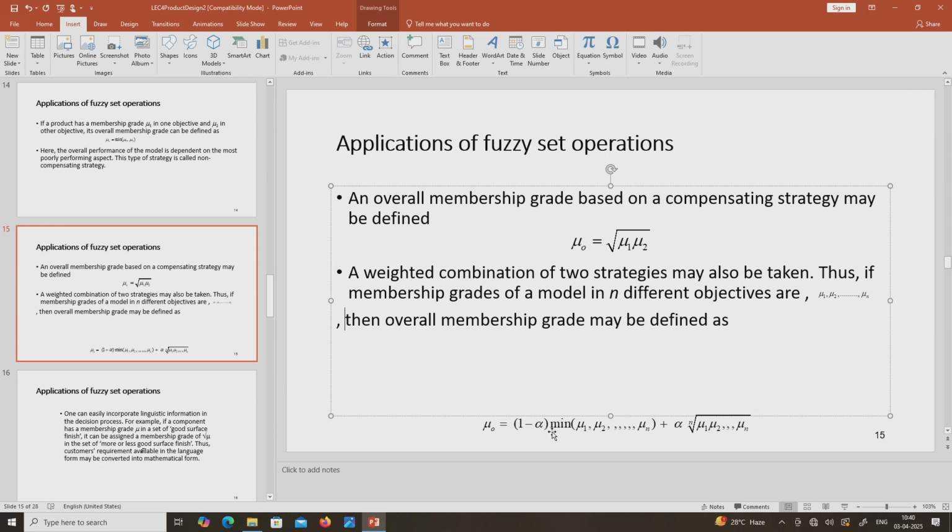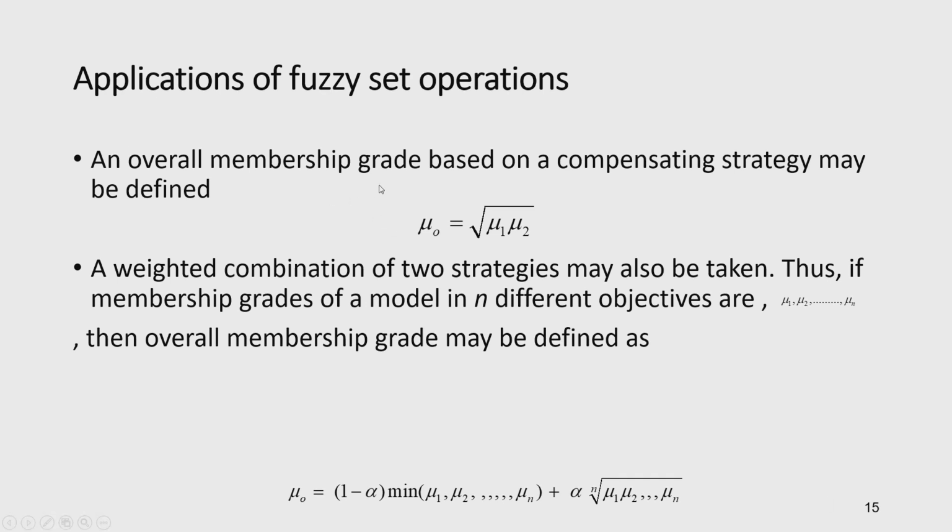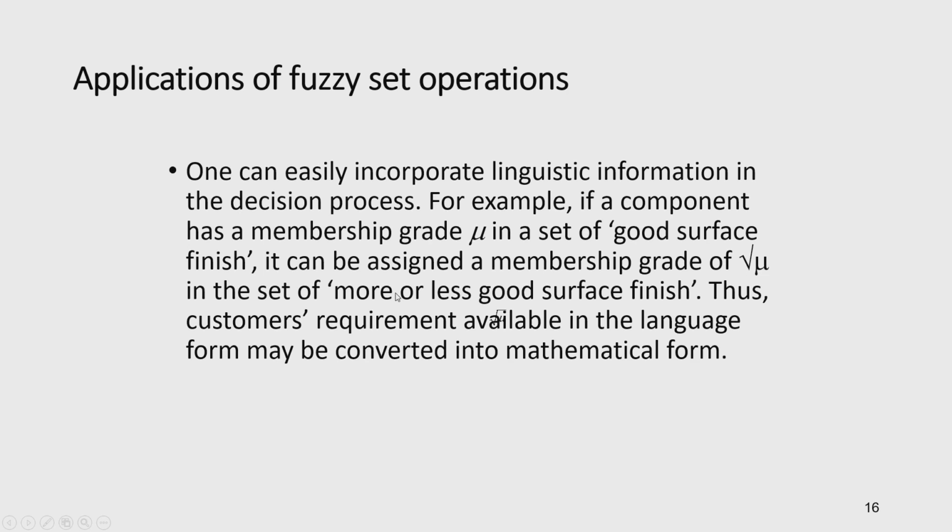So you are giving weightage to both the compensating and non-compensating strategies. If alpha is equal to 0, it becomes a pure non-compensating strategy, and if alpha is equal to 1, it becomes a pure compensating strategy. The overall membership grade based on a compensating strategy, I have said already.